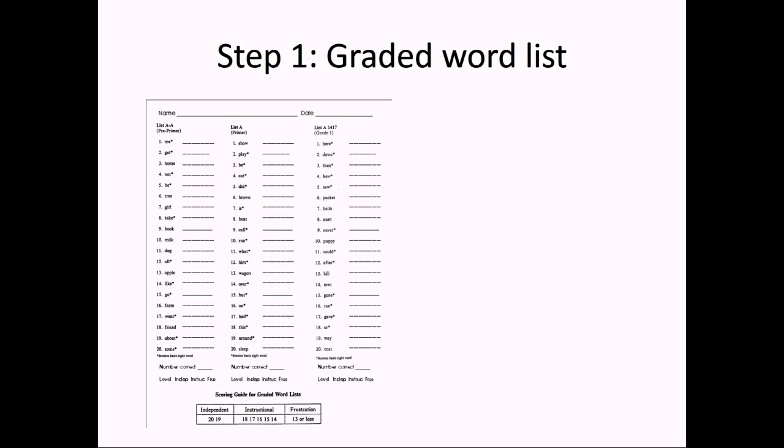So we can see that the first, pre-primer, or the beginning of first grade: me, get, home, not, he, tree, girl, take, etc. Primer, or the middle of first grade: show, play, be, eat, did, brown, is, boat. And then finally the first grade level: here, down, then, how, saw, pocket, hello, and never. The words with the asterisk are dulce words.